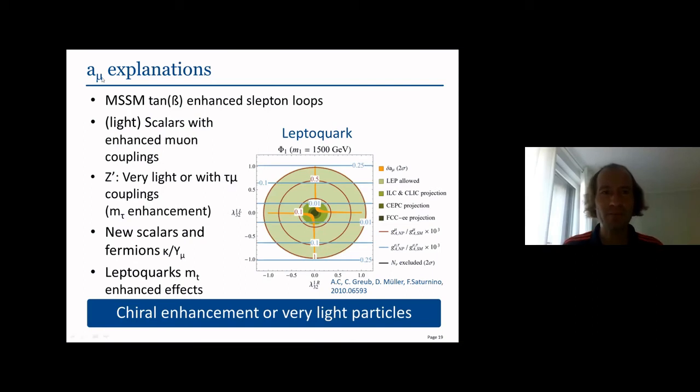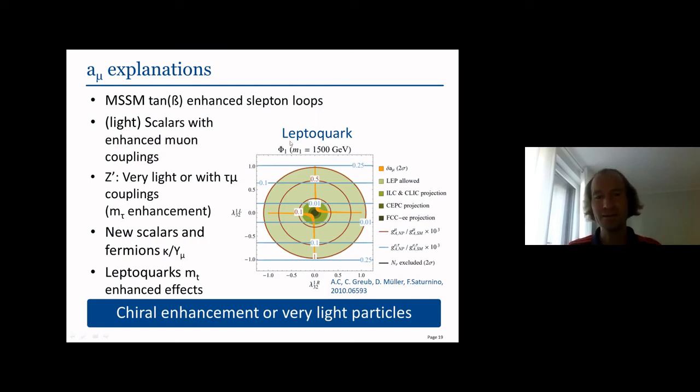And now explaining the anomalous magnetic moment of the muon, of course, in the MSSM with tan beta enhanced lepton loops. This was always in the past, it was said, the anomalous magnetic moment of the muon is the smoking gun for the MSSM. There are so many references, I didn't dare to mention them. So this is still possible, but you cannot have a universal scalar sector anymore, because otherwise LHC constraints are too strong. You can do it with light scalars, with enhanced muon couplings, Z primes, which are either light or have tau mu couplings, heavy new scalars and fermions, and again, leptoquarks work very nicely.